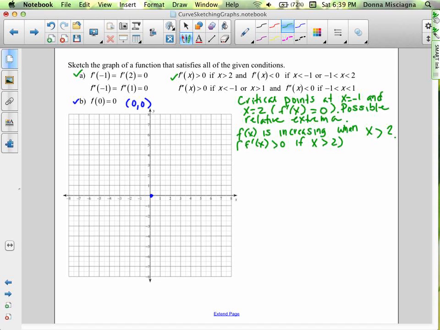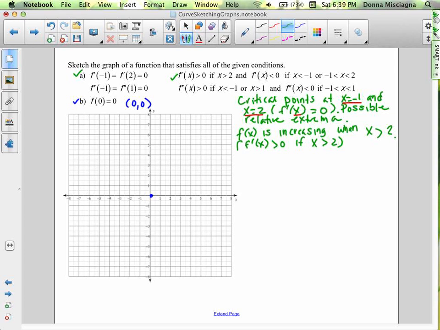I really should have put up here where I put f prime of x equals 0, I really should have put -1 and 2 in there. So I'm just going to do this. Just note that x is those values there. All right, so let's see what else we got.